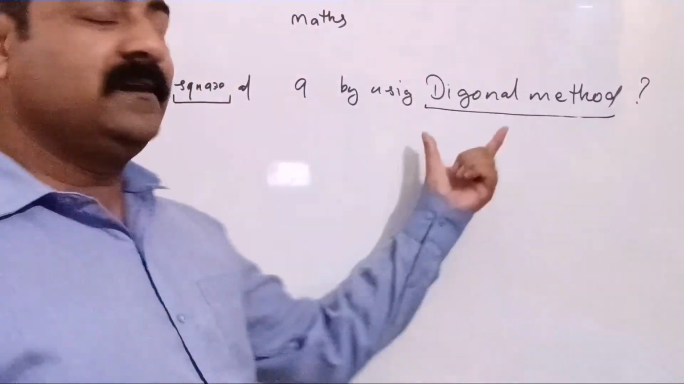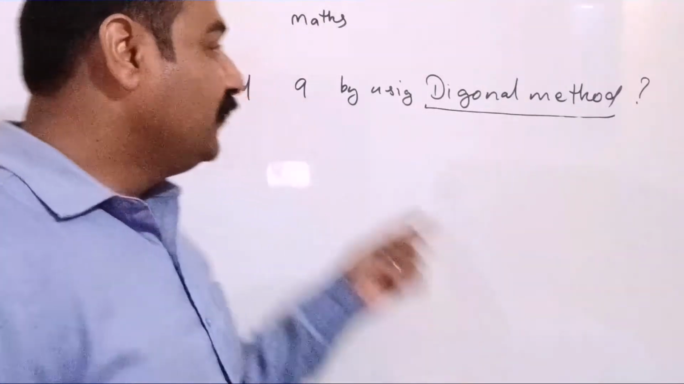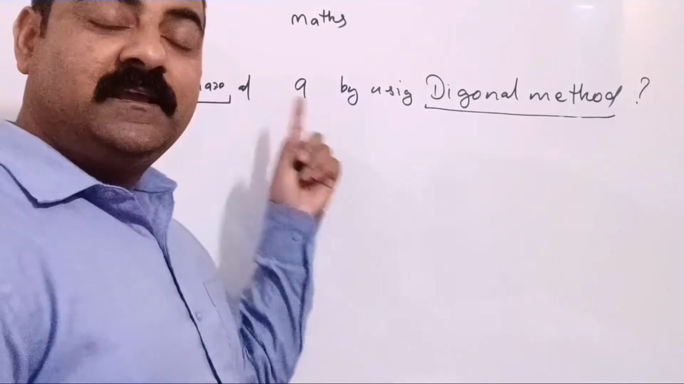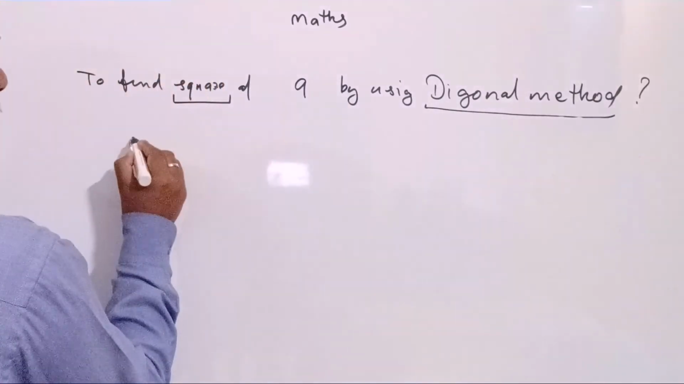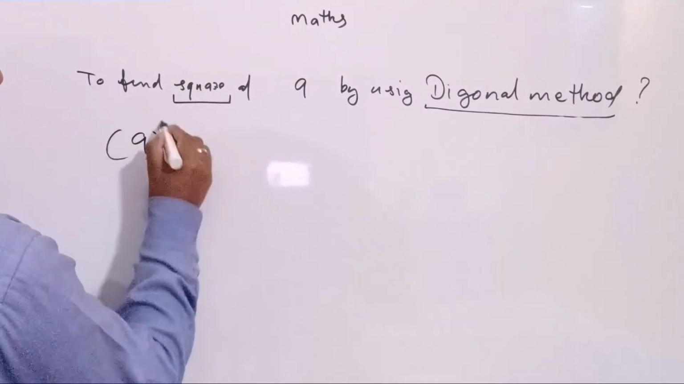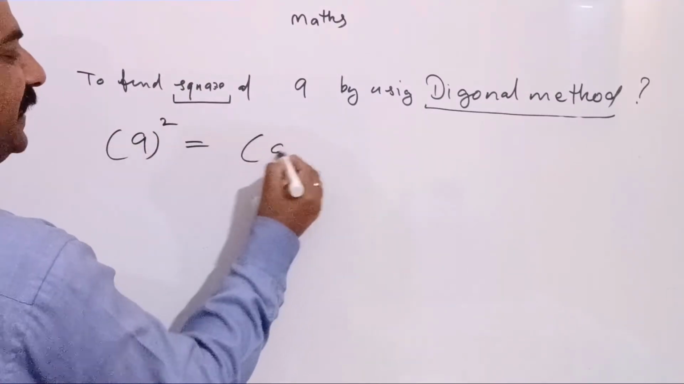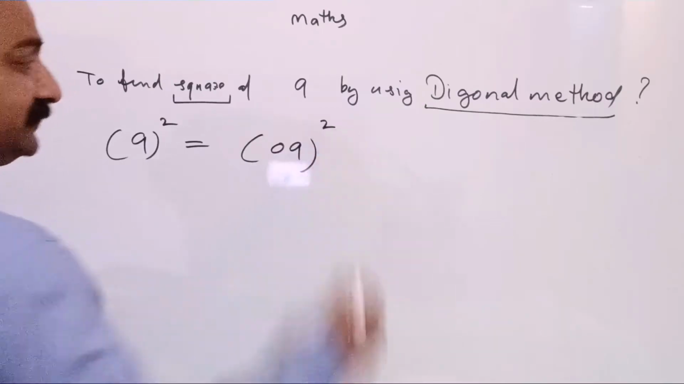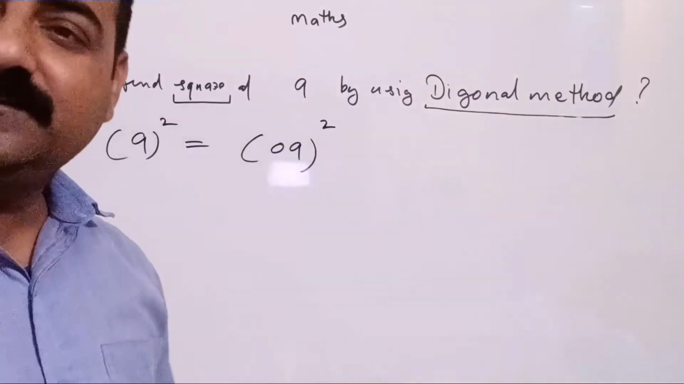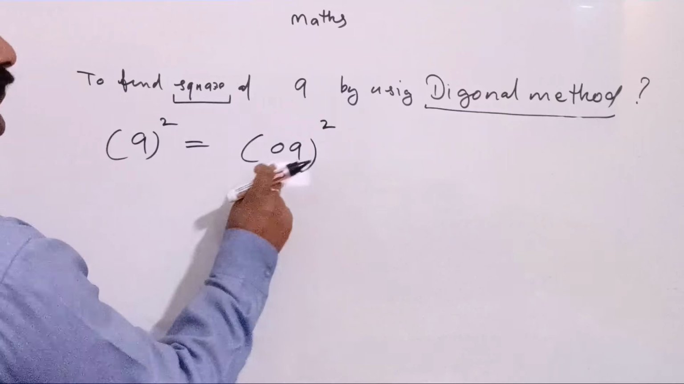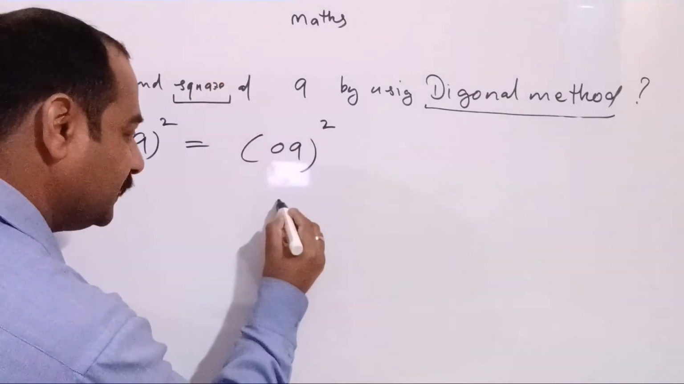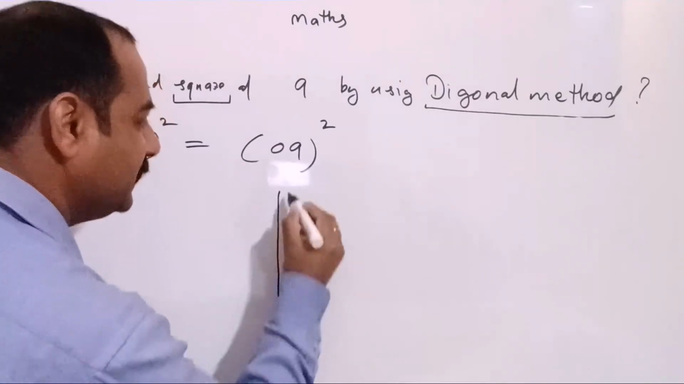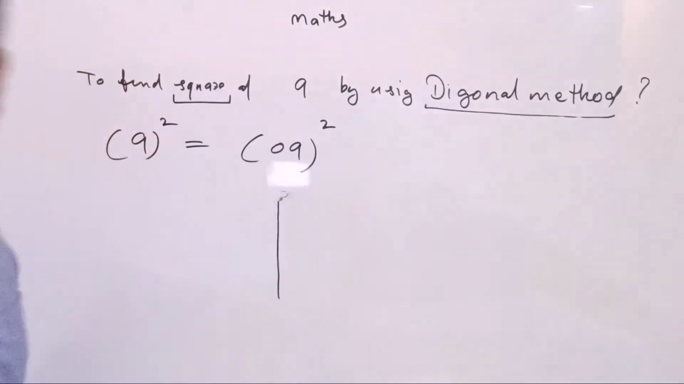So in diagonal method we need two numbers. So we can write 9 in the form of 0, 9. So guys, how to calculate the 9 square? We can write 9 in the form of 0, 9 square. Now we have two values. These two values are 0 and 9.